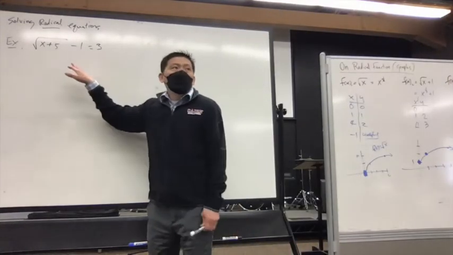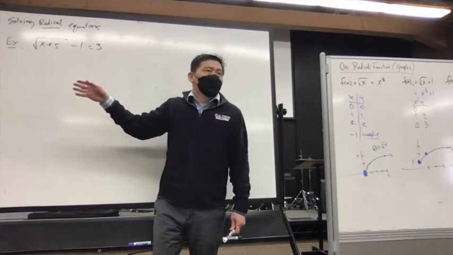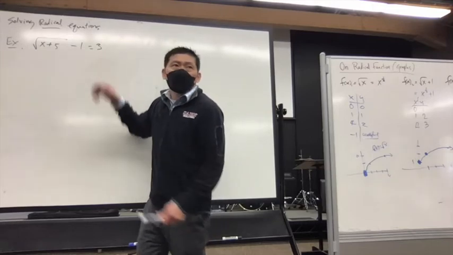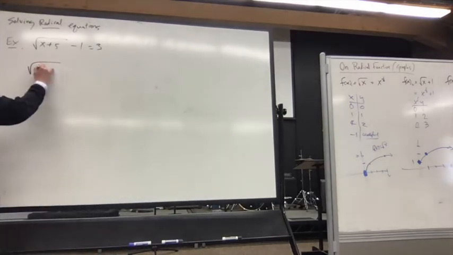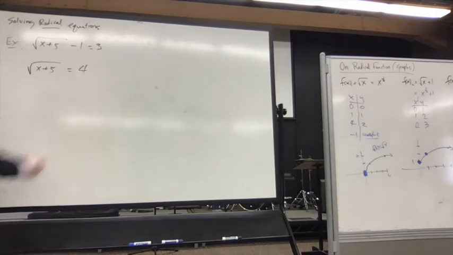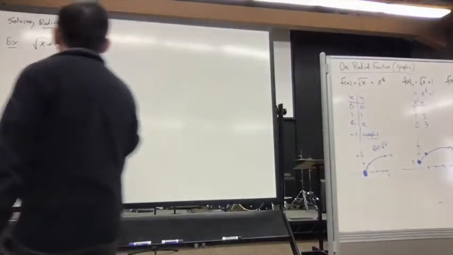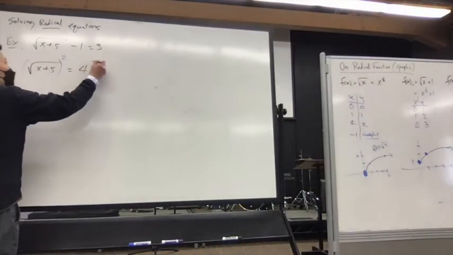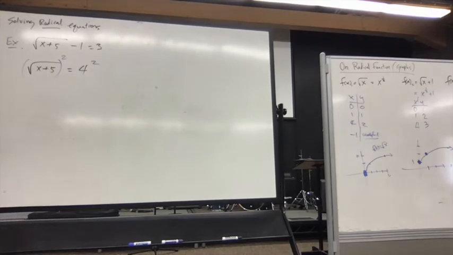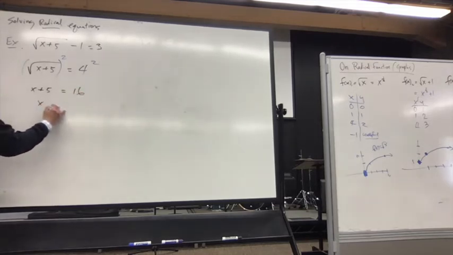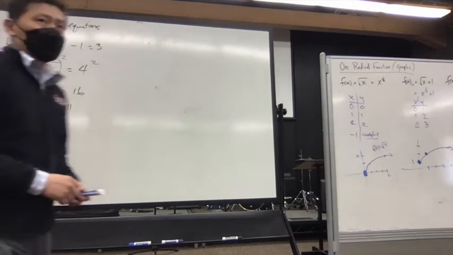The idea is you want to isolate the radical on one side. So you just move the 1 to the other side. That's easy. Square root of x plus 5 is equal to 4. Now you're justified to square both sides. When you square both sides, you get rid of the radical. So you get x plus 5 equals 16, and then x is equal to 11.